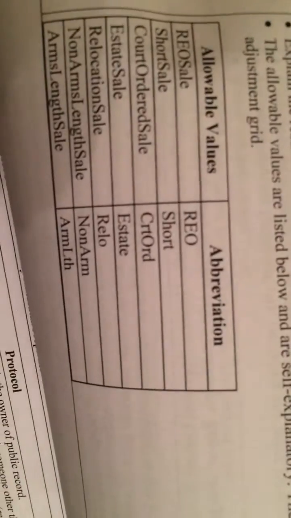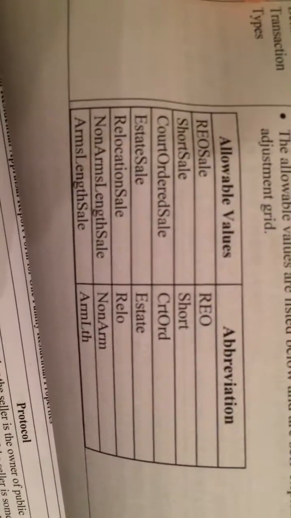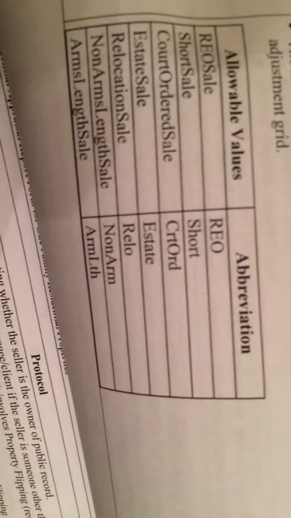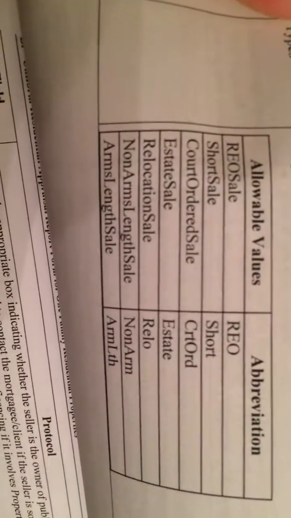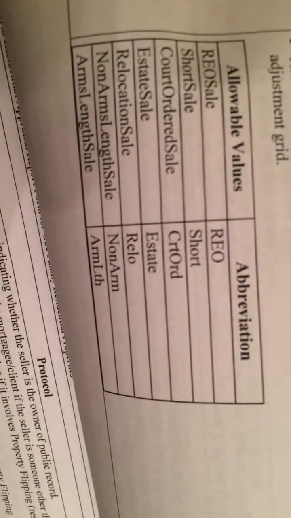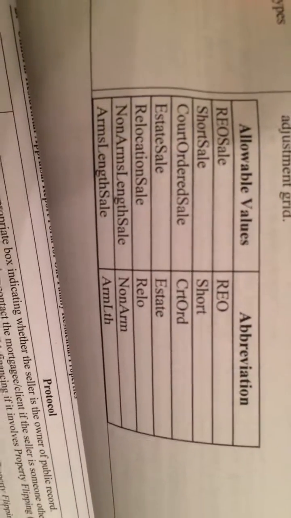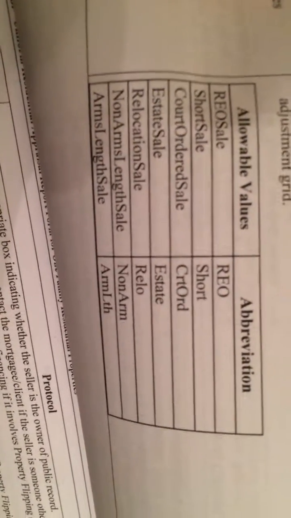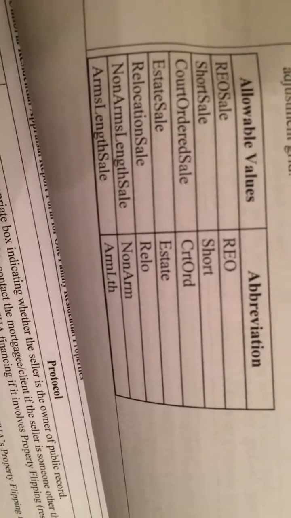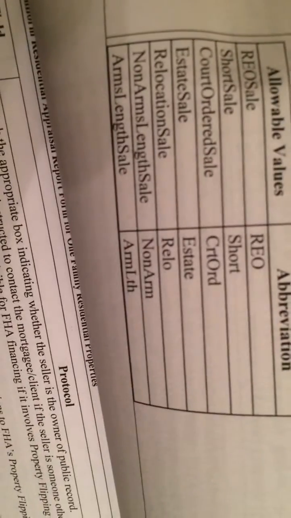Allowable values, abbreviation. REO sale, abbreviation is REO. Short sale, abbreviation is short. Court ordered sale, abbreviation is CRTORD. Estate sale, abbreviation is estate.